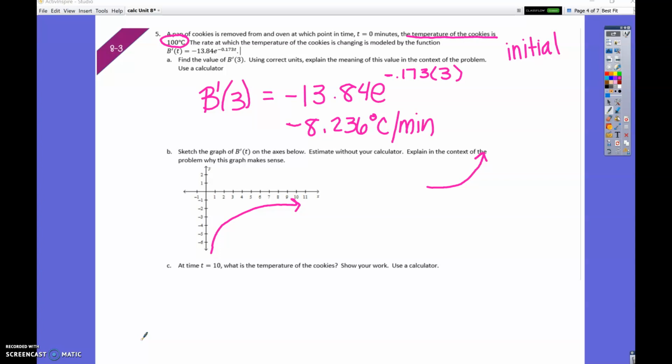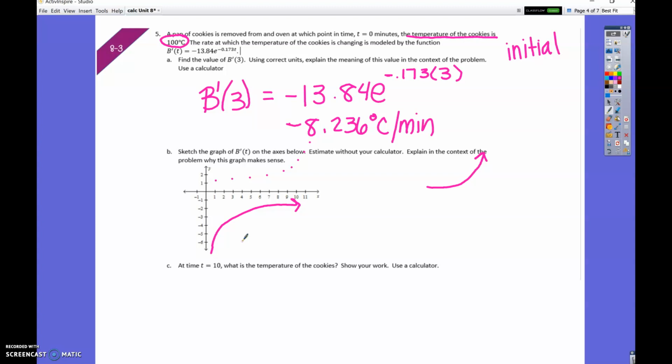That means that the cookies are cooling at a rate of about 8 degrees per minute when it's 3 minutes in. So it asks you to sketch a graph on the axis below of this graph without a calculator. Now, that means kind of expecting us to remember that an exponential starts out slow and then increases. That's its parent function. Since it has the negative in front of it, it's going to flip over. Instead of being up like this, the negative flips it over the x-axis.